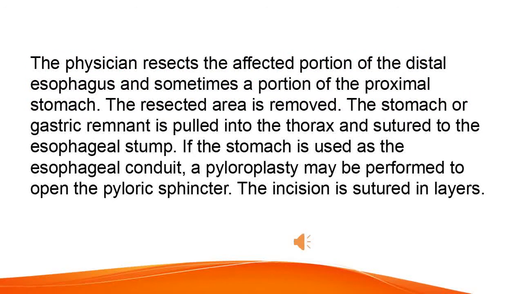The physician resects the affected portion of the distal esophagus and sometimes a portion of the proximal stomach. The resected area is removed. The stomach or gastric remnant is pulled into the thorax and sutured to the esophageal stump. If the stomach is used as the esophageal conduit, a pyloroplasty may be performed to open the pyloric sphincter. The incision is sutured in layers.